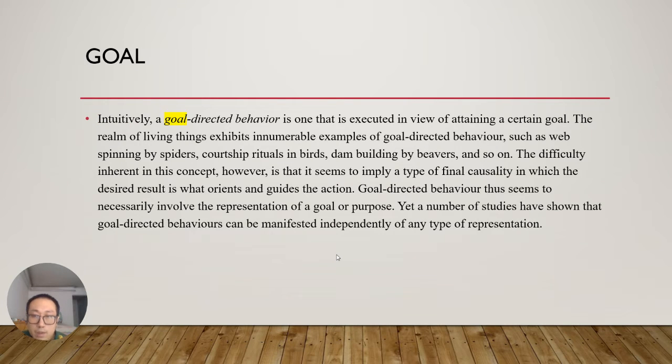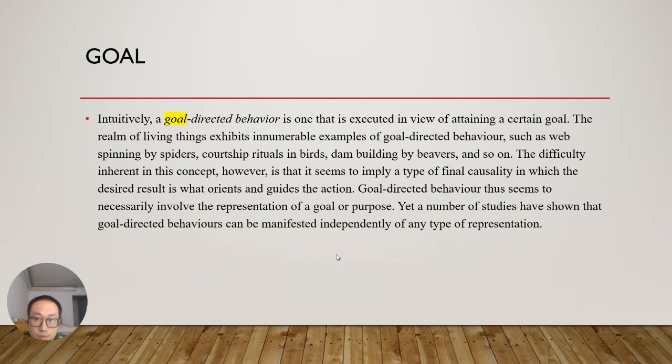Goal. Intuitively, a goal-directed behavior is one that is executed in view of attaining a certain goal. The realm of living things exhibits innumerable examples of goal-directed behavior, such as web spinning by spiders, courtship rituals in birds, dam building by beavers, and so on.